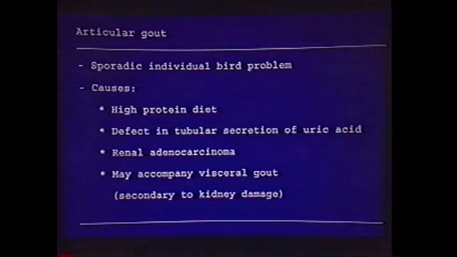Articular gout can be due to a high protein diet. It used to be called king's disease, where they eat too much meat and don't walk around. That's where there is too much uric acid production. That's what the history says. Articular gout can also be caused by a defect in tubular secretion of uric acid. Anytime there is a problem in the kidneys, there will be buildup of uric acid in the blood that will precipitate in the joints. And it may accompany visceral gout, that is secondary to kidney damage. We'll cover that when we come to the urinary system.